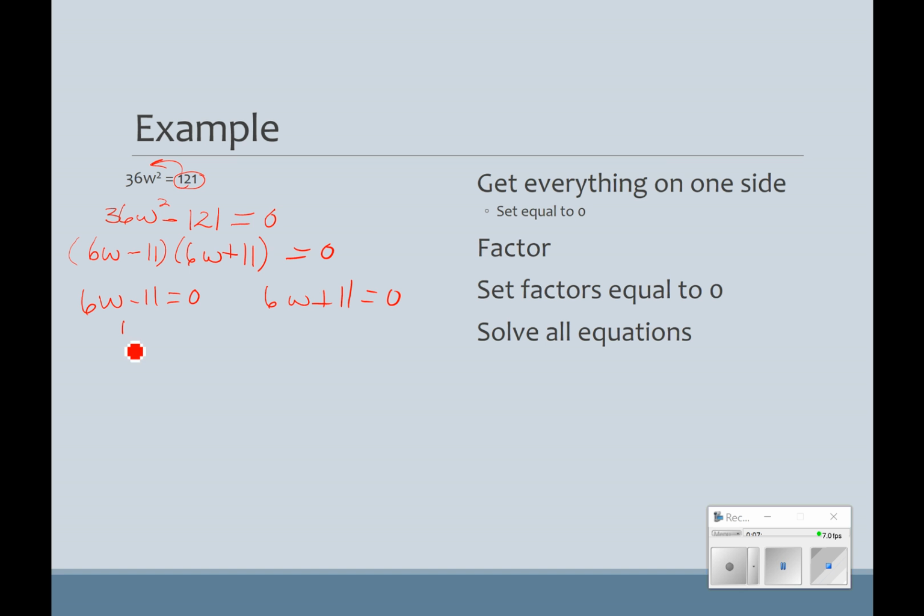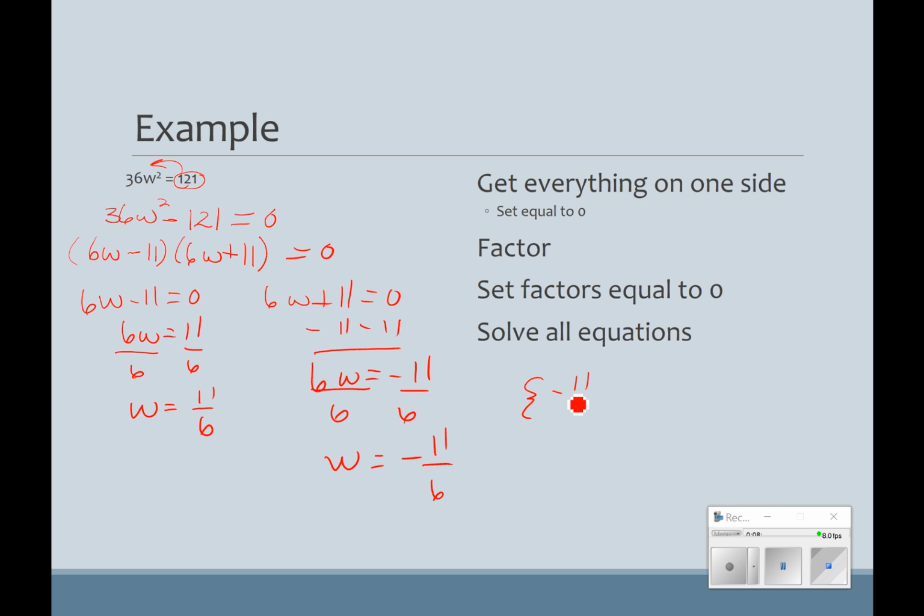I'm going to add 11, so I get 6w equals 11. If I divide by 6, w equals 11/6. If I subtract 11, I get 6w equals negative 11. If I divide by 6, w equals negative 11/6. Now, when I write this as a solution set, I'm going to get negative 11/6 and 11/6. You could also write this as w equals plus or minus. So this means positive or negative 11/6. And either is an acceptable way to write it.